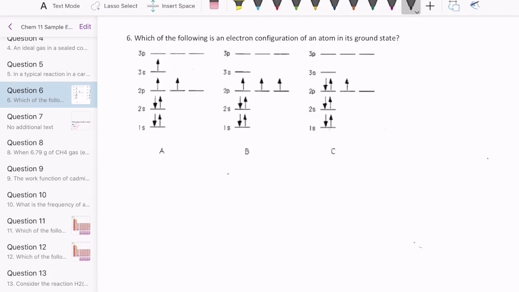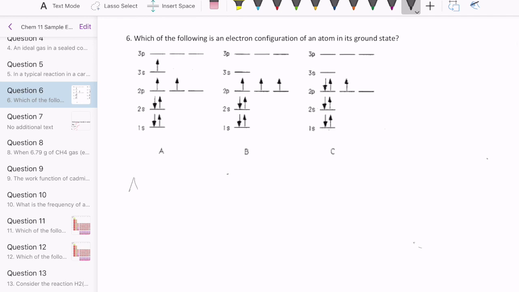Hi everyone, let's continue with sample exam 3 in Chem 11, number 6. This is another electron configuration question, and it's related to figuring out which of the following configurations is a ground state configuration. So in order to figure that out, you need to remember the three different principles that we use to determine ground state configuration.